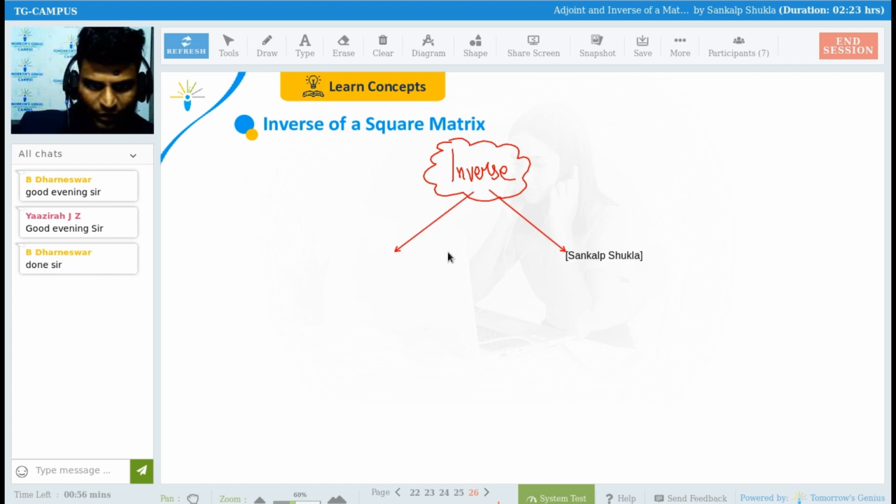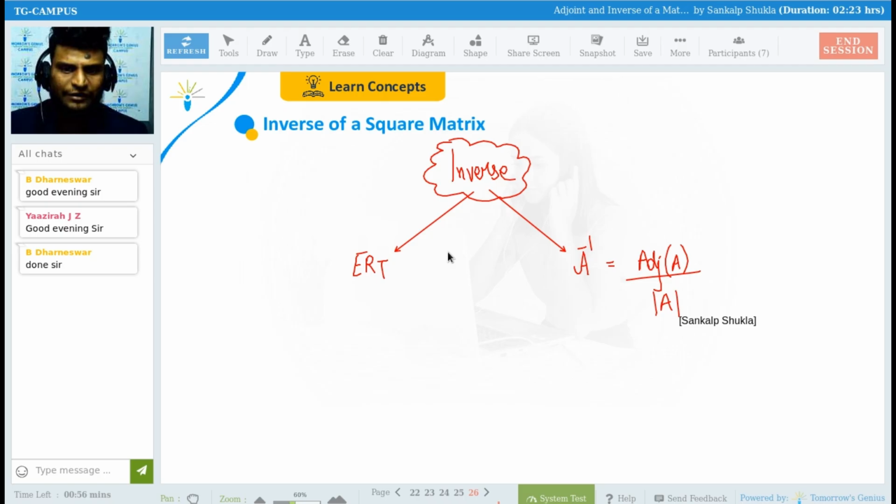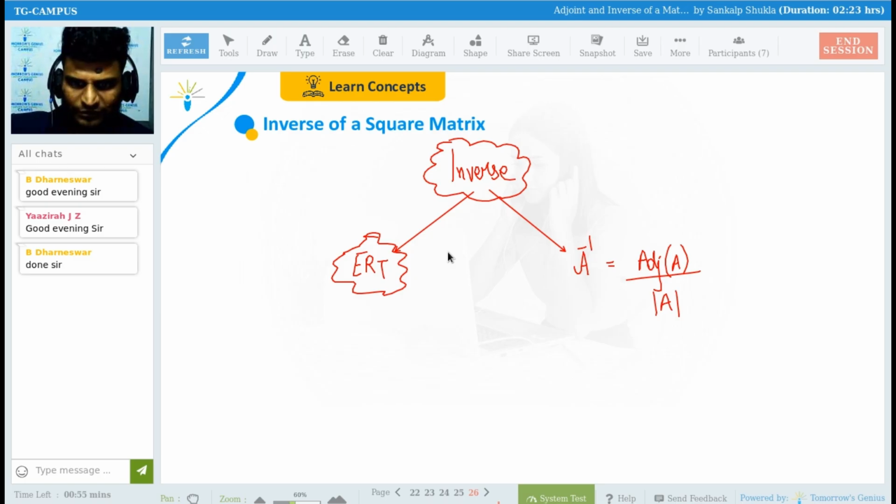As I have discussed also, one is your ERT, that is elementary row transformation, and one is your formula, that is A inverse is equal to adjoint of A over determinant A. Please make sure we are not going to learn why, because this is reduced in CBSE. So elementary row operations are not there, but yes, this is a technique that we should know. That is why I told you. We are not going to find inverse using elementary row transformations now, because that is reduced in CBSE. So now we will be doing only this.